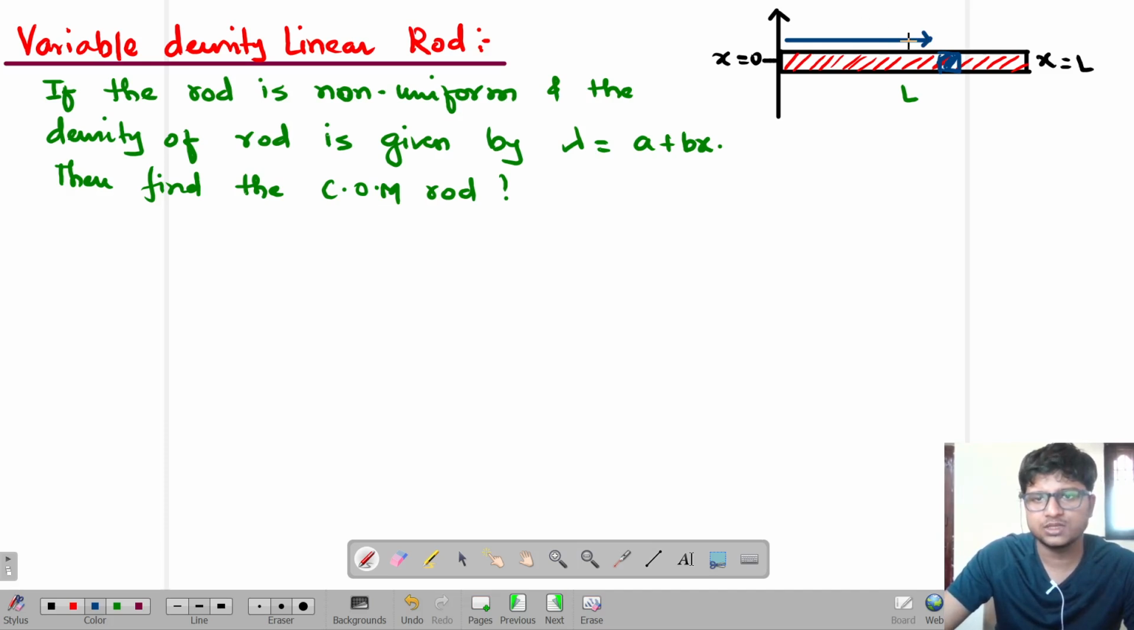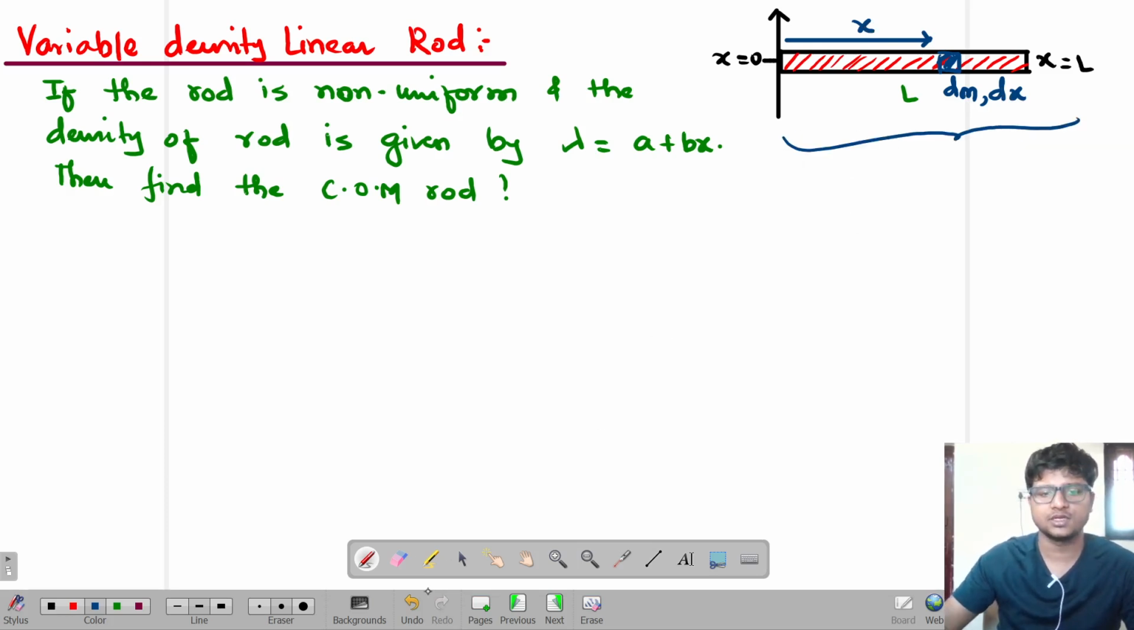So the idea is simple, as I have done earlier, to find any kind of mass in a variable system. First idea is to consider a small mass whose length is dx and it is located at x. For any continuous object, what is the idea? dm, its length, and it is located at some distance. Are you able to get me or not? If it is a linear object.